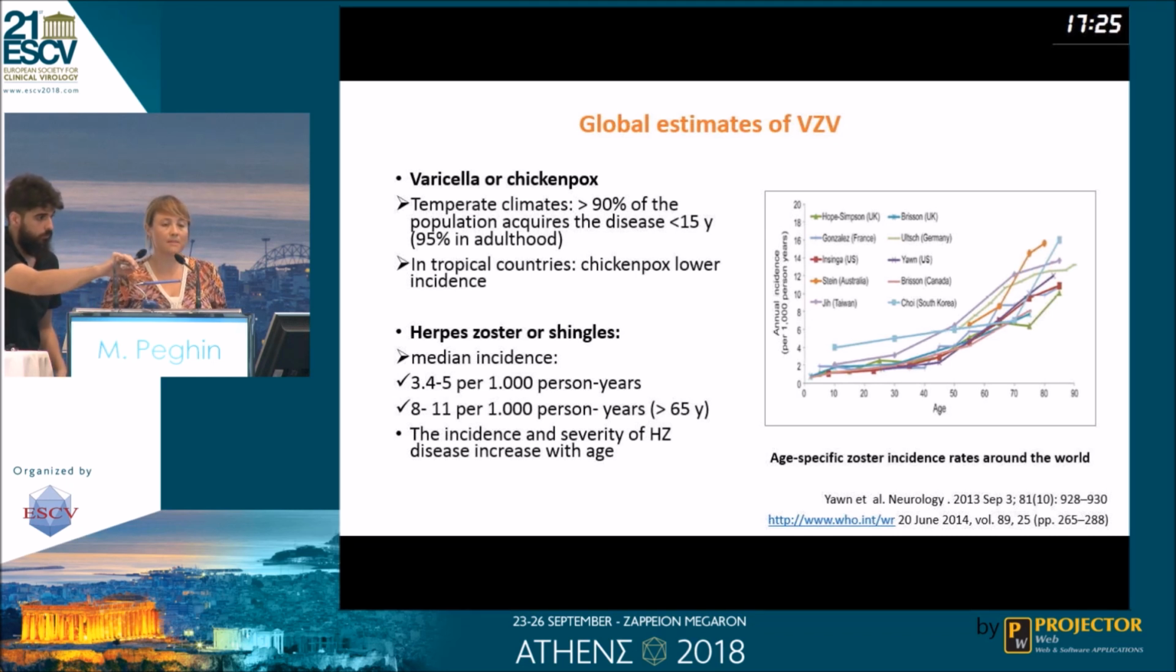Talking about the estimates of varicella zoster virus, we know that most data come from high-income countries and temperate climates where people are not vaccinated. Most patients acquire the infection in childhood and adulthood, and there is some geographical variation with lower incidence in tropical countries. As we can observe in this figure, for herpes zoster or shingles, the age-specific incidence rate is much higher all over the world for people older than 50 years.